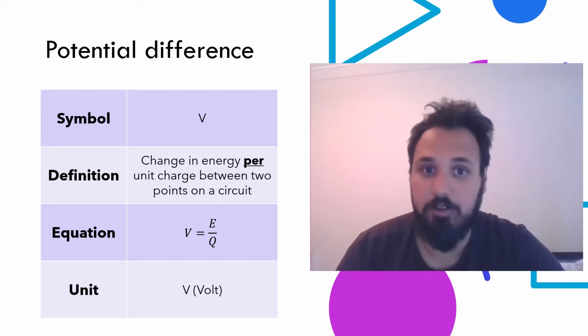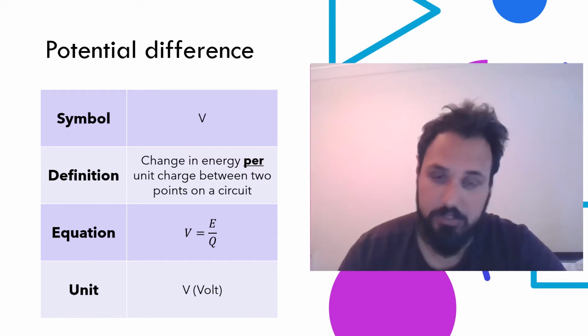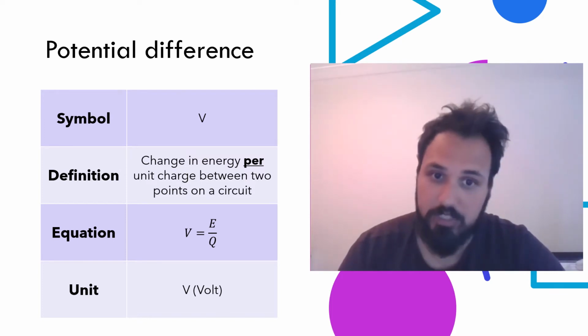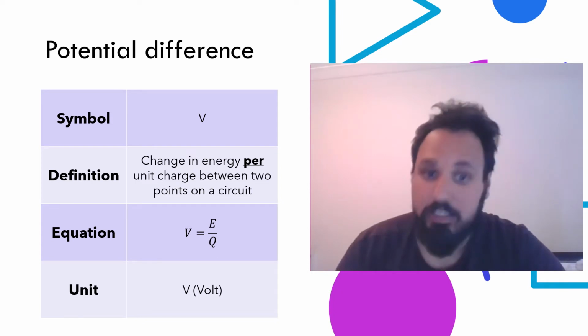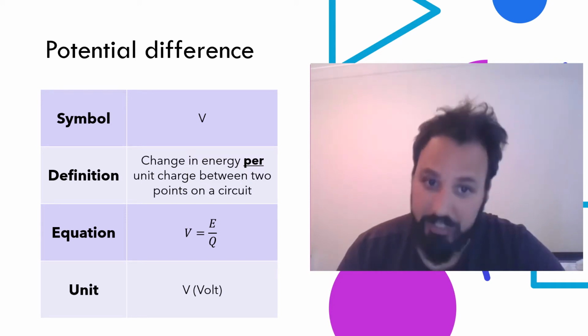That's the reason why a voltmeter, to measure this, needs to take 2 points. So it looks on one side of the component and the other side of the component, looks at the change in energy per unit charge, and works it out. It's measured in volts, and that's named after Alessandro Volta, so it's a capital V.